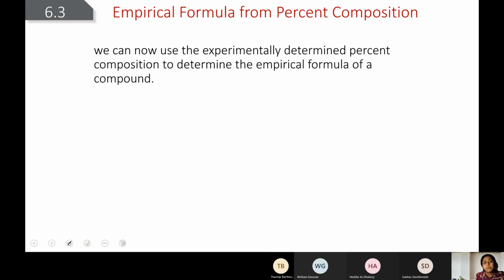Okay, now we are going to determine the empirical formula by percent compositions. Before we determine the empirical formula, we should know what an empirical formula is. Empirical formula will give the simplest ratio between the elements, between the atoms in a molecular formula.